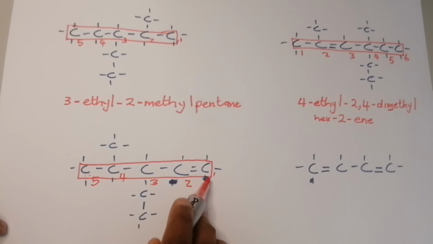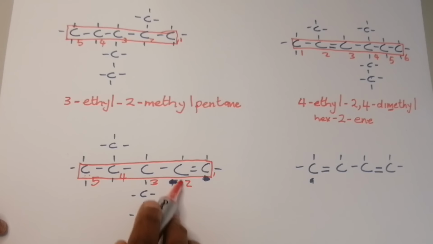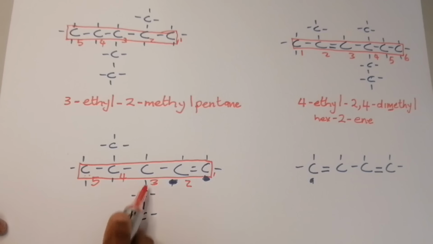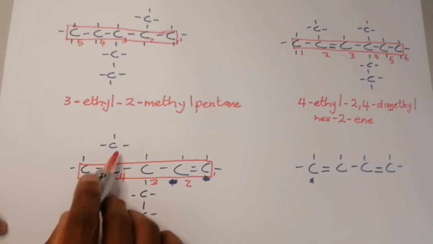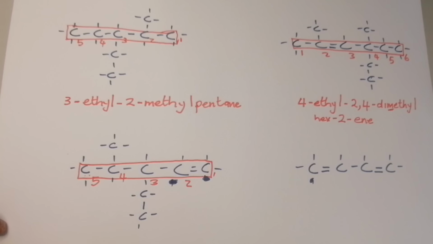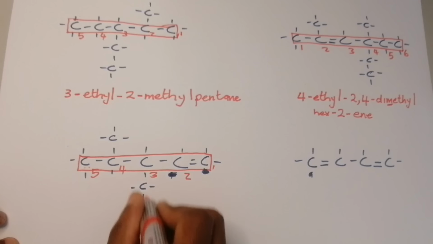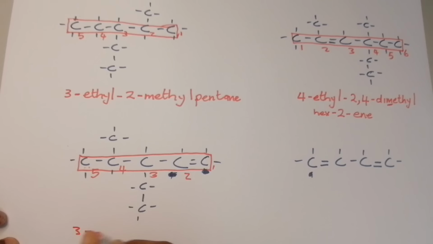Okay, so I'm going to simply say, between carbon number 1 and 2, I know I've got a double bond there, but where do we always start? We always start with our side chains, right? I've got an ethyl group there. I've got a methyl group. Which one comes first? Of course, we're going to take the ethyl group first. So at carbon number 3, I've got an ethyl group there, right? At carbon number 4, I've got methyl.